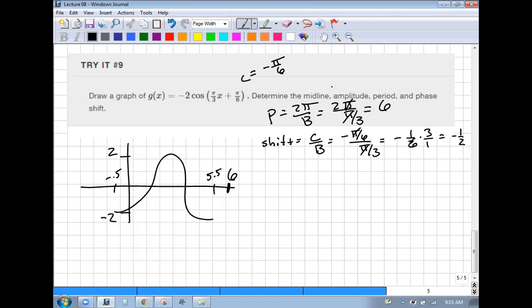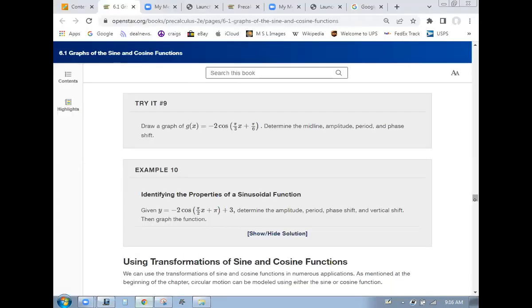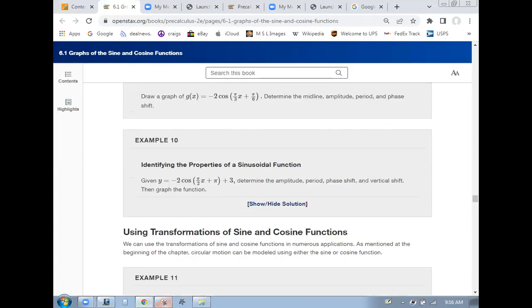So what's our midline? Our midline is zero. That hasn't gone up or down. Our amplitude is two, right? The amplitude is the absolute value of that. Period, six. Phase shift is minus half. Okay, let's do this one.